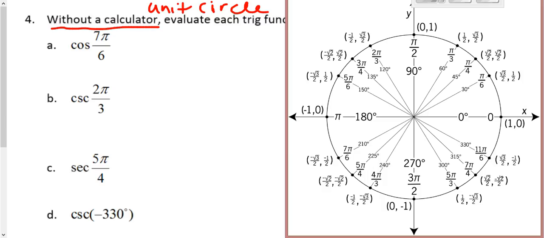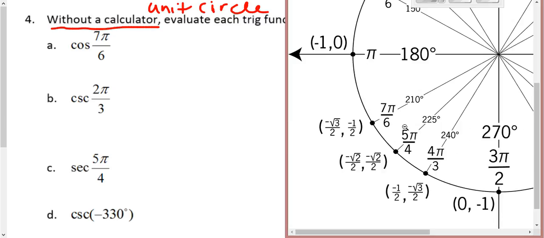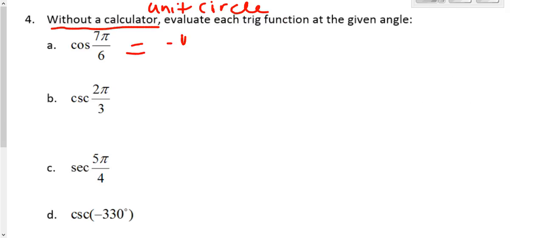And here we have the cosine of 7 pi over 6. So 7 pi over 6 is, you can't really see, here we go. So it is right down here. Okay, so cosine is the x value of the ordered pairs. So the answer there is just negative square root of 3 over 2.